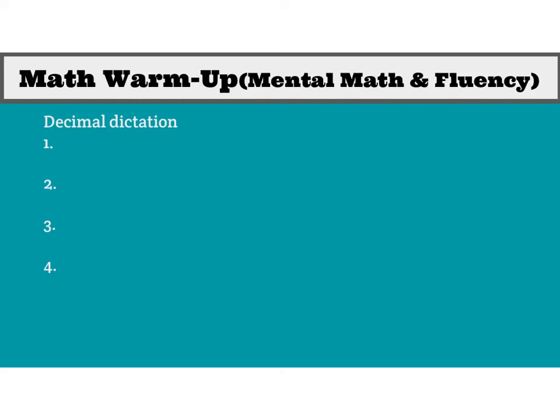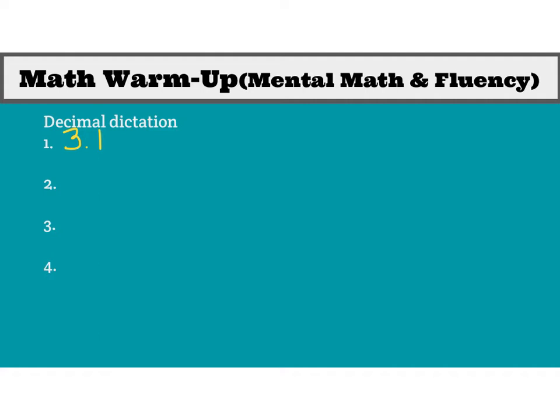For our warm-up today, we are going to be doing some decimal dictation. So I will read a decimal to you. I would like for you to write the decimal. So here we go. The decimal for the first one is 3 and 1/10. 3 and 1/10. Pause your video, write that down. So here's what that should look like if you did it correctly.